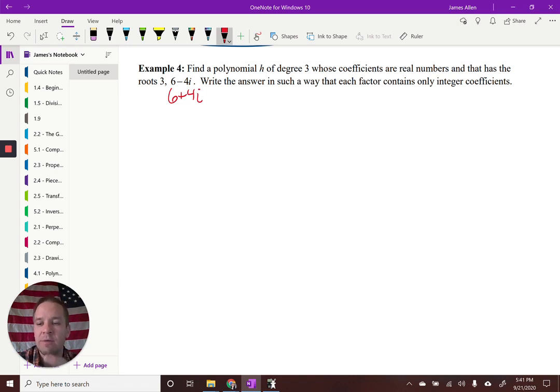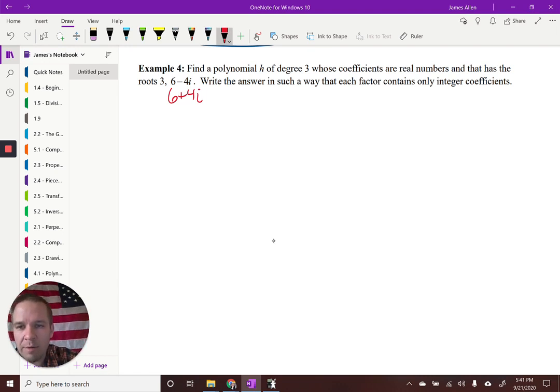So it sounds like we can still leave it in factored form, but we can't leave i's in there, okay? Can't leave i's, can't leave radicals, can't leave fractions or anything like that. We got to have integer coefficients within the factors. So not as much work, but still a bit of work ahead of us.